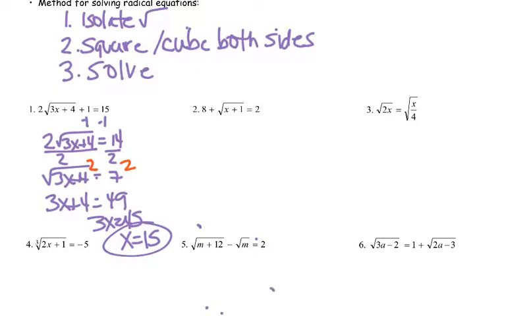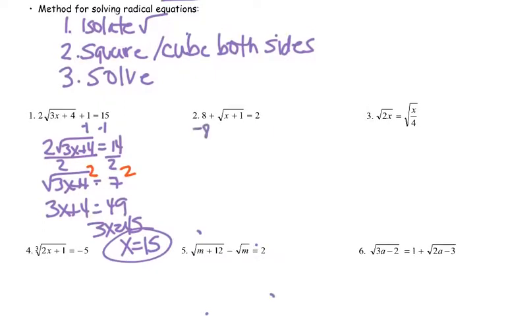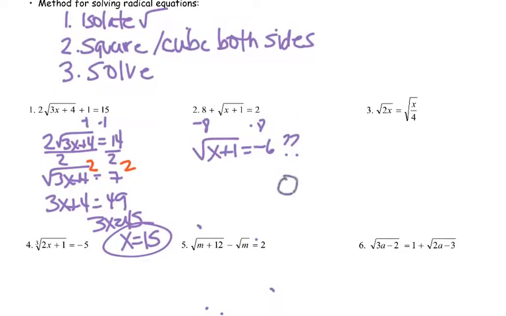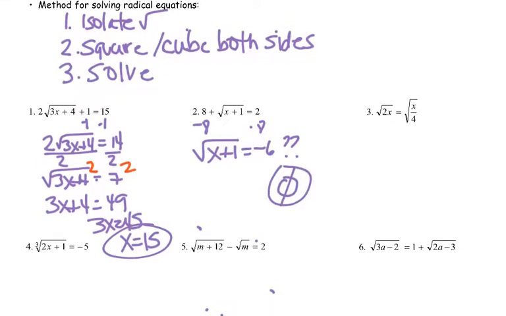Number 2 is a little bit different. I agree that you have to subtract 8 from both sides, but then something's weird, right? How can the square root equal a negative? It actually can't, and so you can tell right then and there that this is an empty set problem. Done.